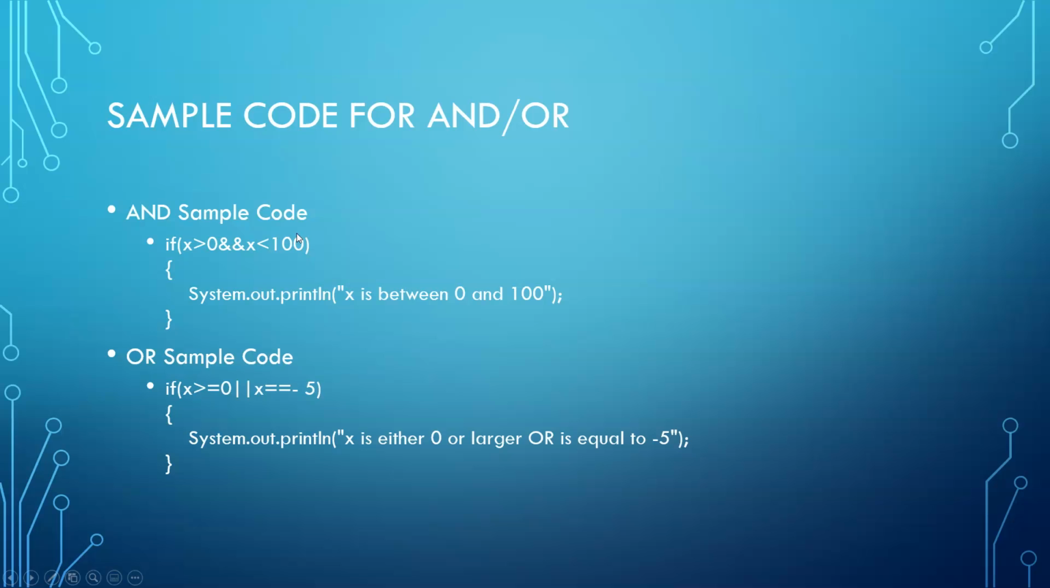Now here's a quick sample code for and or. So here I have if x is greater than 0 and x is less than 100, so it has to be between 0 and 100. Or if x is greater than 0 or x is equal to negative 5. So x is either 0 or larger, or is equal to negative 5. So just a quick example of how those two expressions can work.